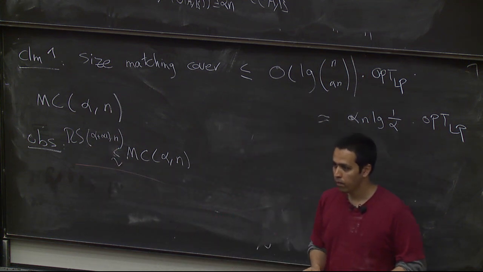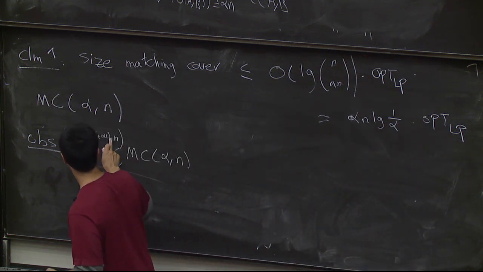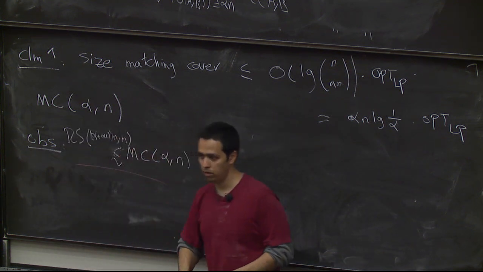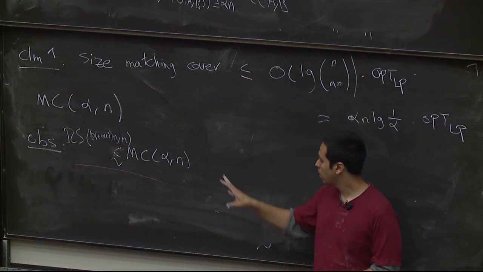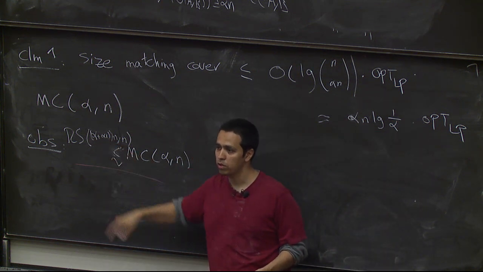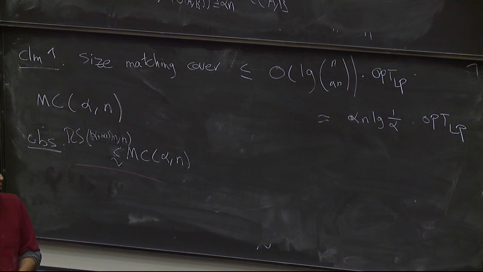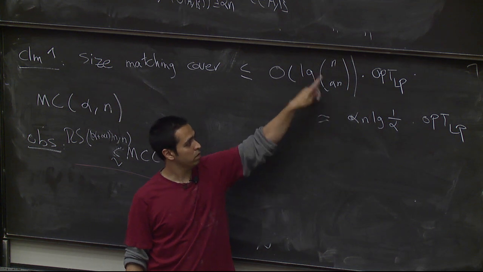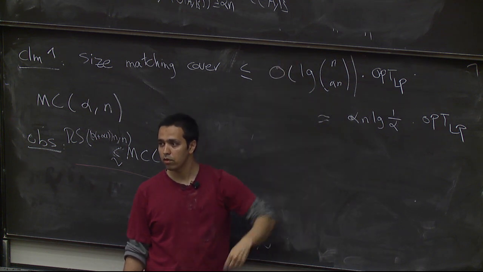Sorry, is it supposed to be like RS with n times alpha? Yeah, so alpha times n and n. Yes, you're right. Okay. How large is alpha? For now, think of alpha being constant. For any constant alpha. If it's not constant, some of these things change a bit. So think, this is how you get it. This bound is log of n over alpha n to the power alpha n.